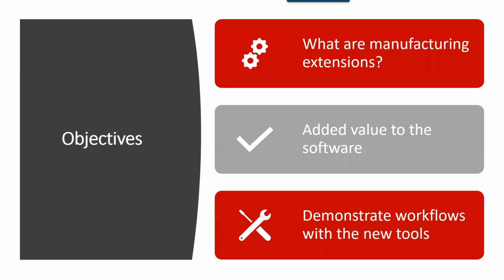Okay, so again, some quick objectives before we get started. We want to make sure that we hit all of these before the end of the webinar. Like I mentioned, what are manufacturing extensions? We'll be covering that in detail, explaining to you guys what exactly is included, how Autodesk structures these extensions, and how long they are available for. Again, we want to show the added value to the software.